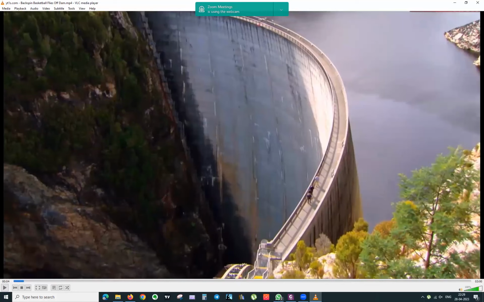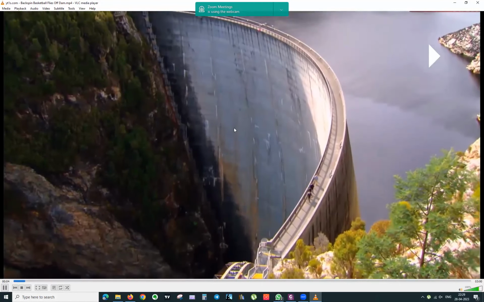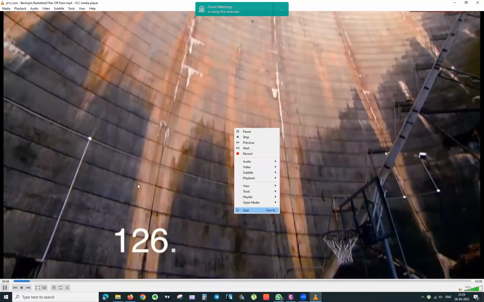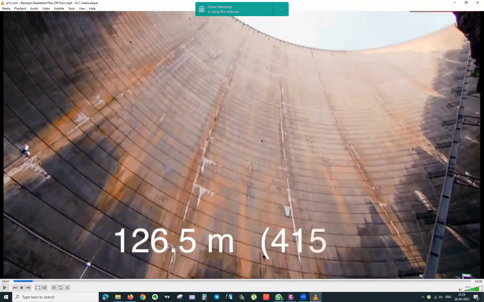So when that thing gets filled up, the water is pushing it. It's actually being pushed into the mountains. So that actually becomes pretty strong. This dam in Tasmania is a different concept, though. It's 126.5 meters, quite tall, no?